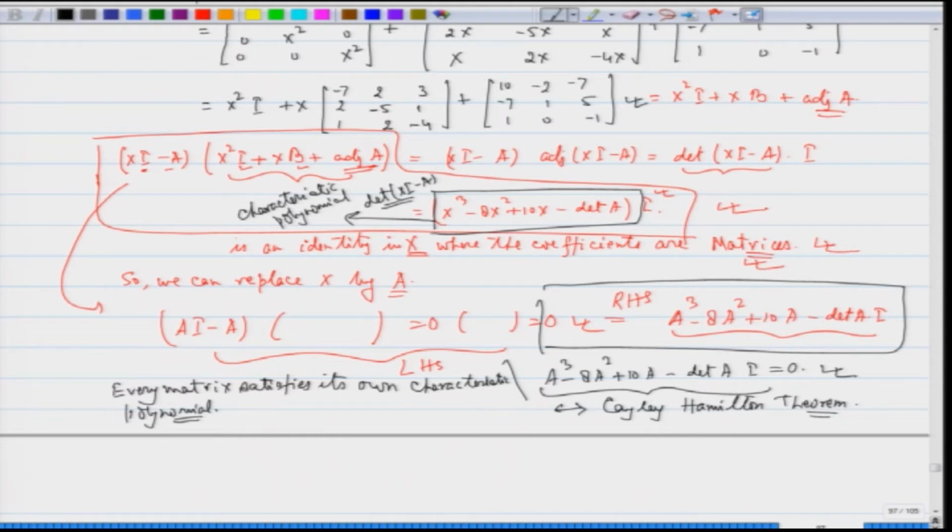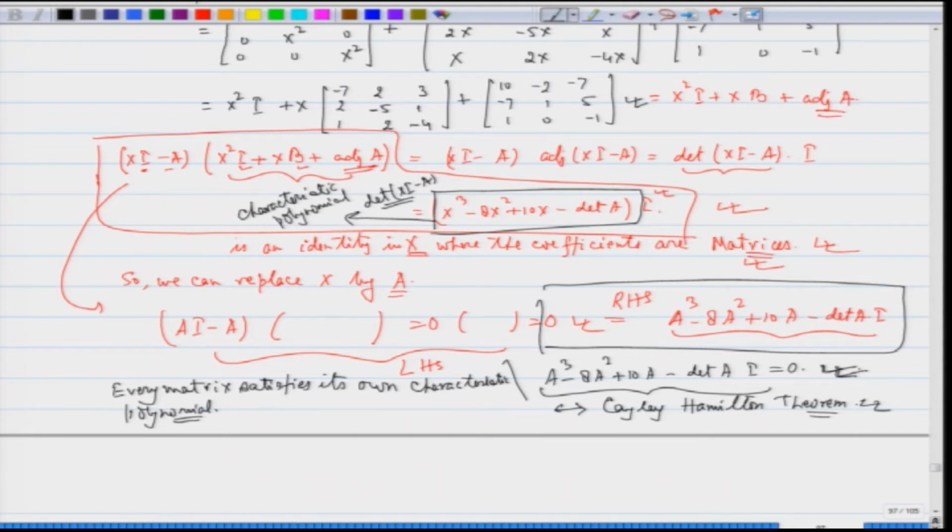So, the determinant of xI minus A is called the characteristic polynomial, and the Cayley-Hamilton theorem says that every matrix satisfies its own characteristic polynomial. So, just replace x by A. So, A cube minus 8A square plus 10A minus determinant of A times the identity is 0. This is what it says.